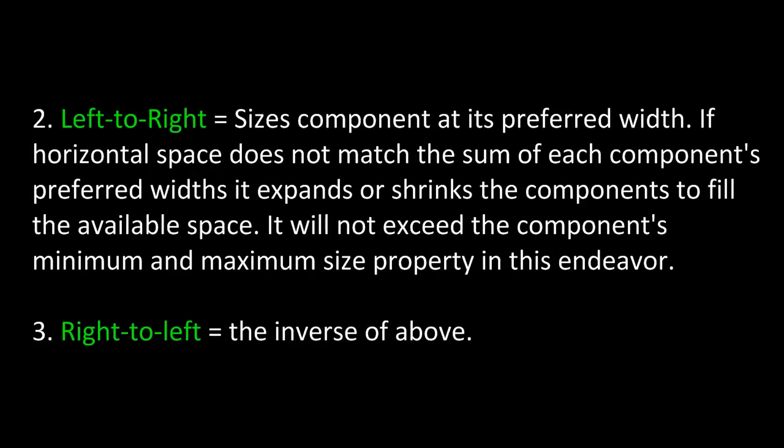The second orientation is left to right. This sizes a component at its preferred width. If horizontal space does not match the sum of each component's preferred widths, it expands or shrinks the components to fill the available space. It will not exceed the component's minimum and maximum size property in this endeavor. Finally, the third orientation is right to left, which is simply the inverse of above.